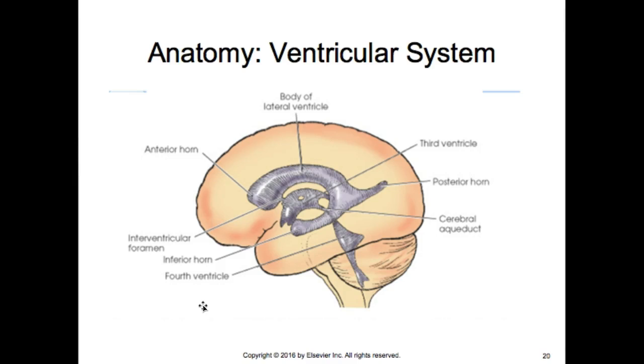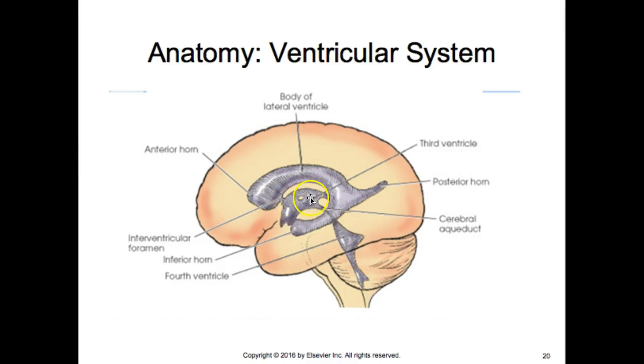Okay, so here's what it looks like. It doesn't make sense until you see the whole thing. So this is your ventricular system. You have your anterior horn, you have your body of your lateral ventricle, and you have your posterior horn and your inferior horn. So anterior, body, posterior, inferior. We look here, you have your interventricular foramen.